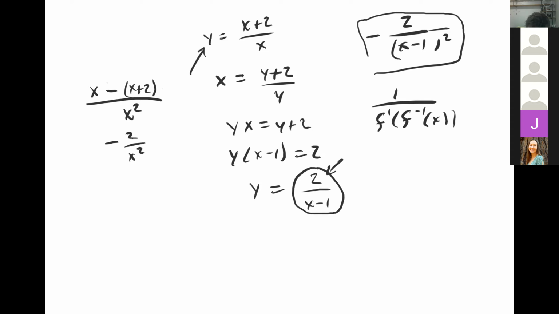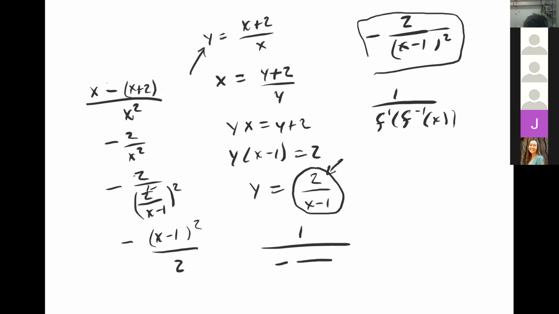But this gives you minus, so okay, we have 2 over x minus 1 squared. And that gives you minus x minus 1 squared over 2, because we get a 4 here. And then we just put that in the denominator. So we get 1, that goes to 1 over x minus 1 squared over 2, and that's just minus 2 over x minus 1 squared, and that's your answer.